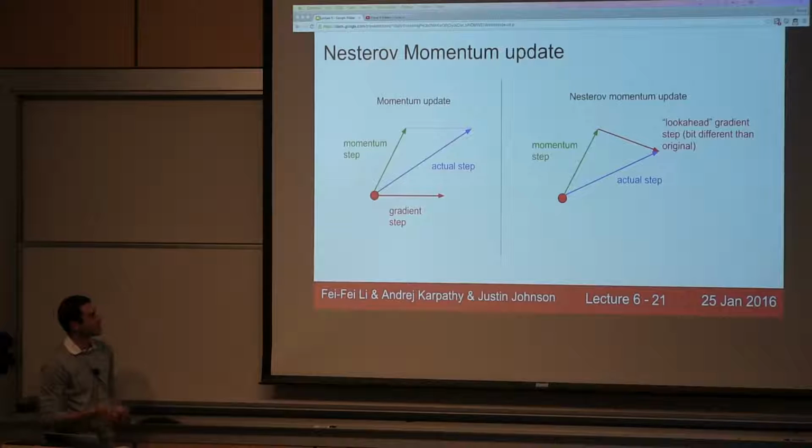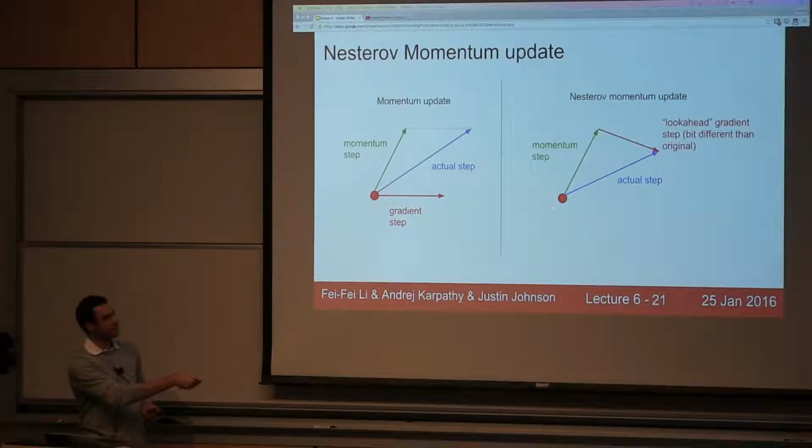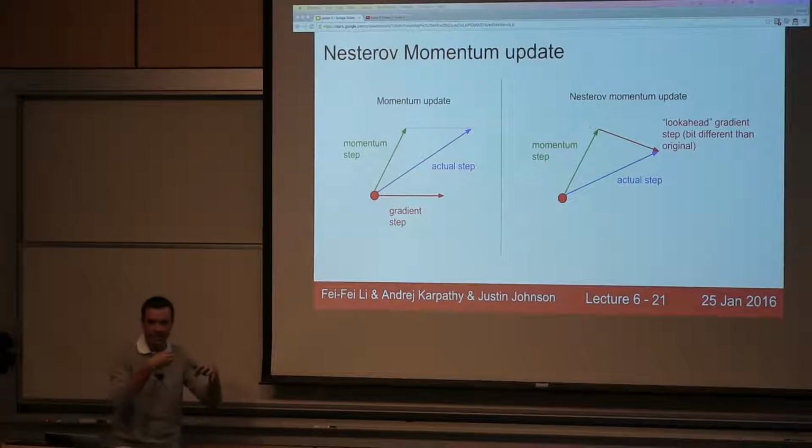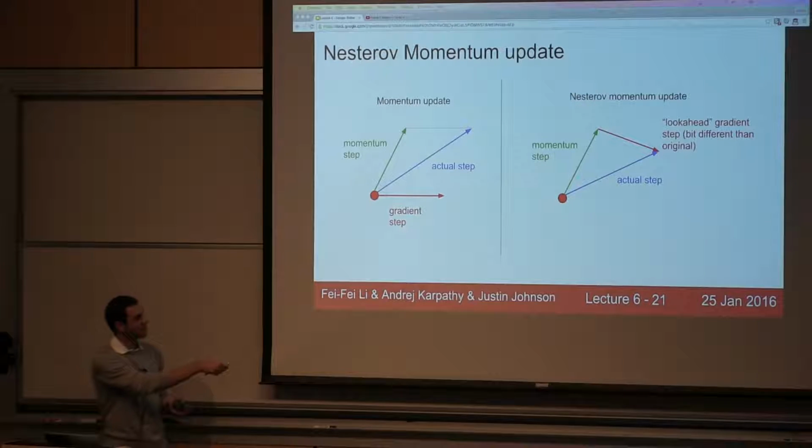So what you end up with is the following difference. Here, we know we're going to go this way anyway, so why not just look ahead a bit to that part of the objective and evaluate the gradient at that point. And at that point, of course, your gradient is going to be slightly different because you're in a different position in the loss function. And this one step look ahead gives you a slightly better direction over there. And you get a slightly different update.